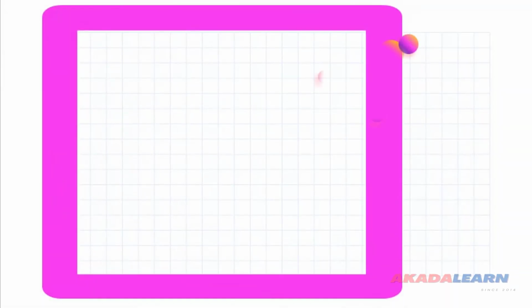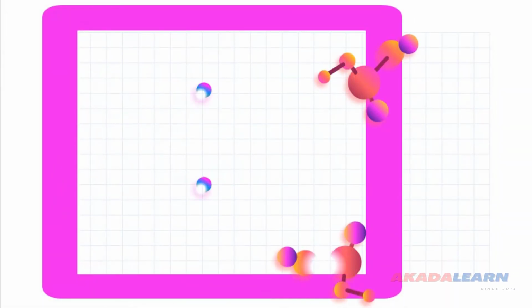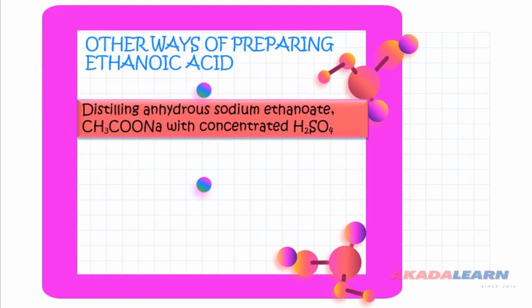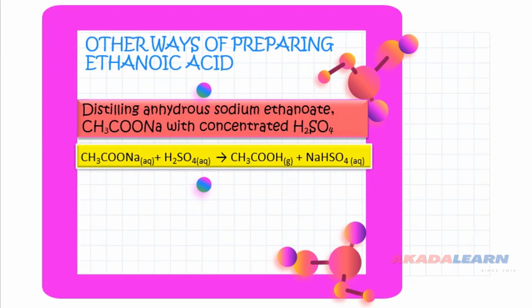There are other ways of preparing alkanoic acids. These other ways include distilling anhydrous sodium ethanoate, that is CH3COONa, with concentrated H2SO4. Now that is the equation of reaction. You can see CH3COONa plus H2SO4, that will give us CH3COOH, which is the alkanoic acid, plus NaHSO4.